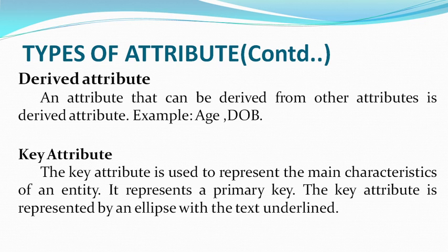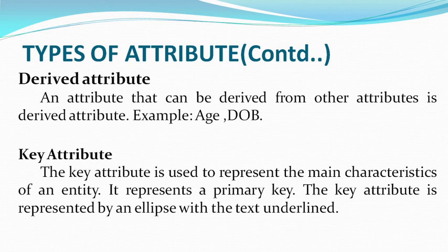Next one is key attribute. Key attribute means the attribute which uniquely identifies a record. It is represented by an ellipse with the text underlined. For example, if student is the entity, student ID is a key attribute because it is unique for each student. It cannot get a duplicate value. Key attribute means it uniquely identifies the record of a database.